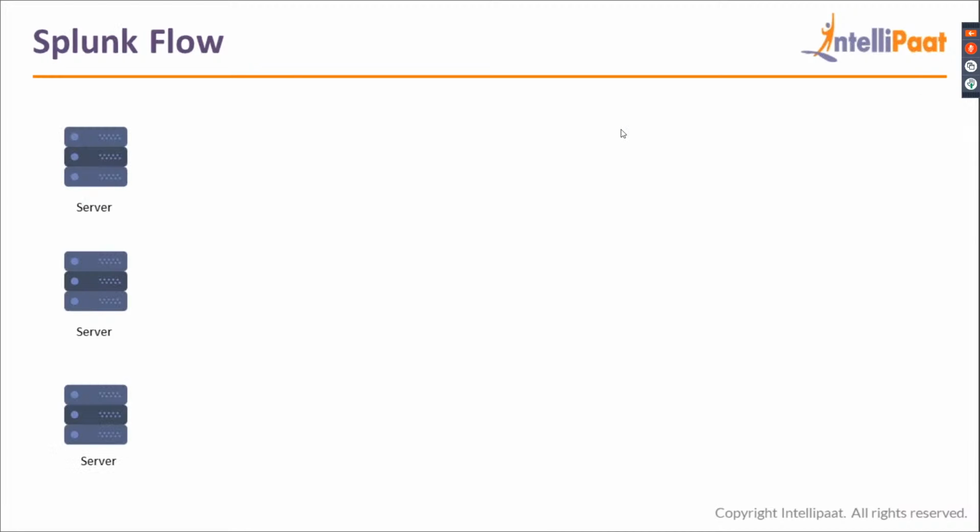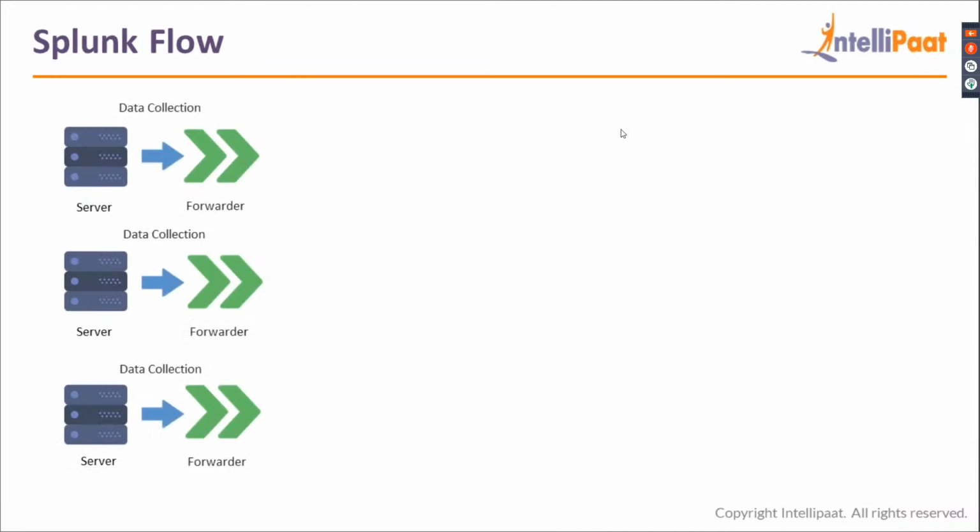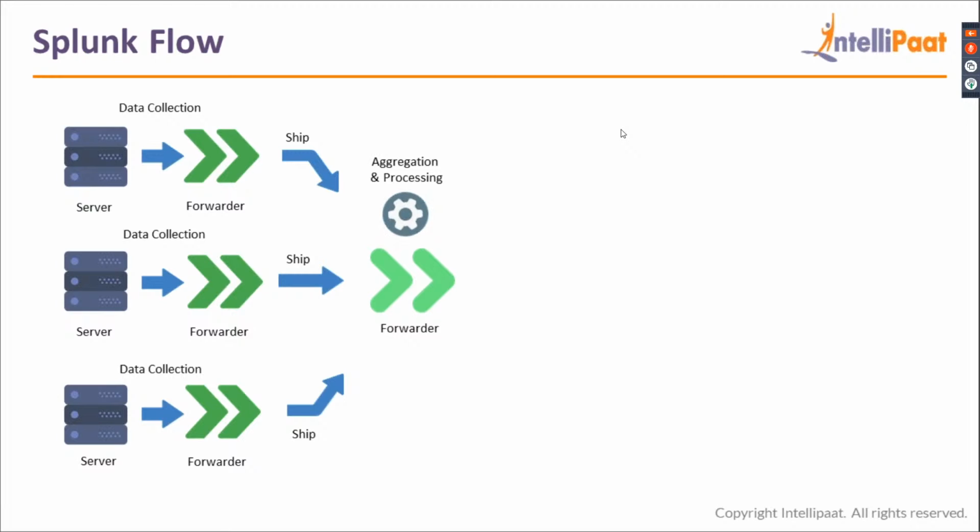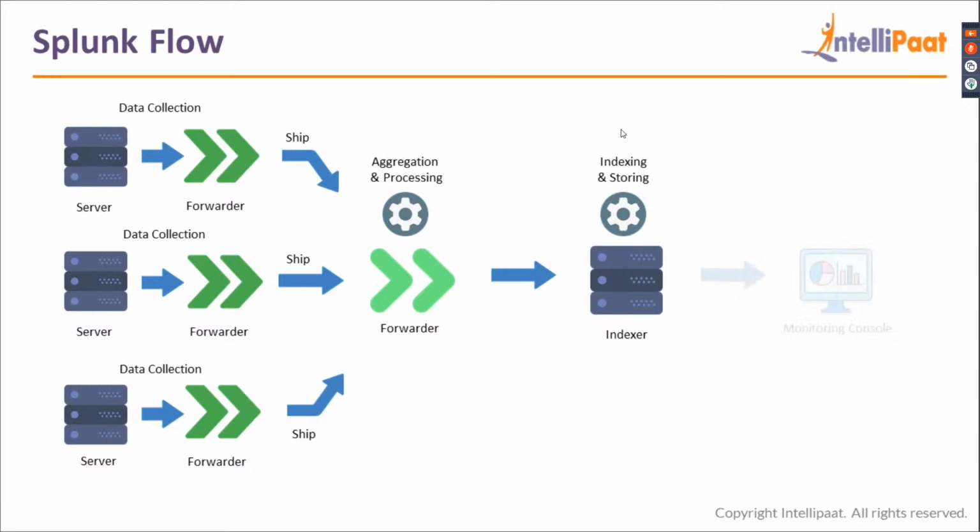All right, so now let's look at the flow of the data. We have servers. The data is collected onto the forwarders. If you have 3 servers, you have 3 forwarders installed on those servers. Those forwarders will collect the data from the data endpoints and ship it to another forwarder. This forwarder can be your heavy forwarder, so that this data can get parsed. Once aggregation, processing, and parsing happen, it will send it to the indexer.